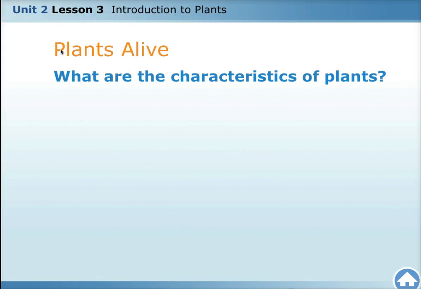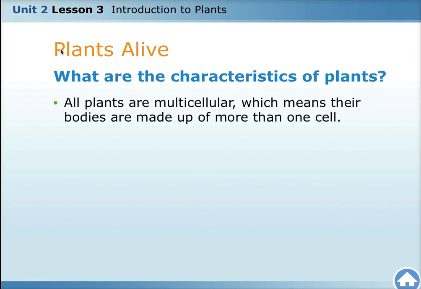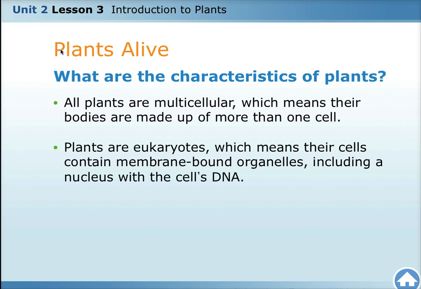So what are characteristics of plants? On page 108 in your text. All plants are multicellular, which means their bodies are made up of more than one cell. Plants are eukaryotes, which means their cells contain membrane-bound organelles, including a nucleus with the cell's DNA.